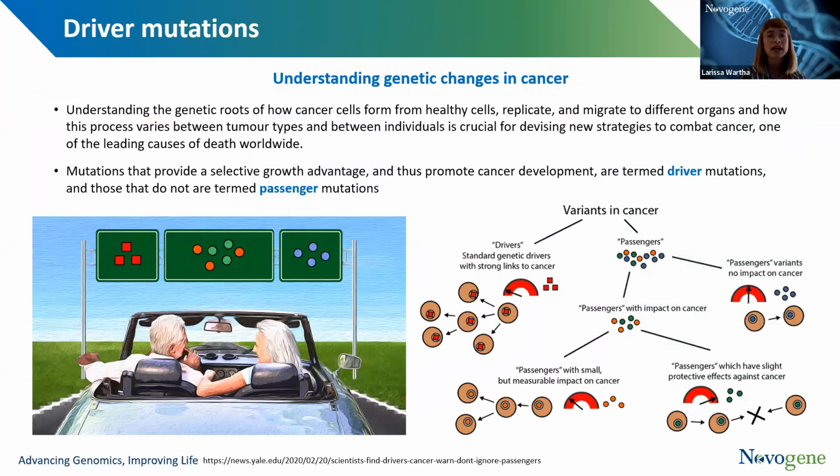So what information can we actually get from NGS? For example, we can look at driver mutations. These are mutations that provide a selective growth advantage and therefore promote cancer development. They're also known as active mutations, and they're a good target during cancer therapy. Mutations without this impact are termed passenger mutations. Understanding this helps us to understand the genetic roots of how cancer cells form and differ from healthy cells.